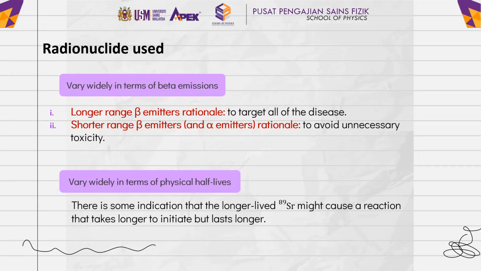Radionuclides are classified in terms of beta emissions and physical half-life. For beta emissions, there are longer range and shorter range beta emitters. For longer range beta emitters, the rationale is to target all the disease. For shorter range beta emitters and also alpha emitters, the rationale is to avoid unnecessary toxicity. For physical half-life, there is some indication that the longer-lived strontium-89 might cause a reaction that takes longer to initiate but lasts longer.